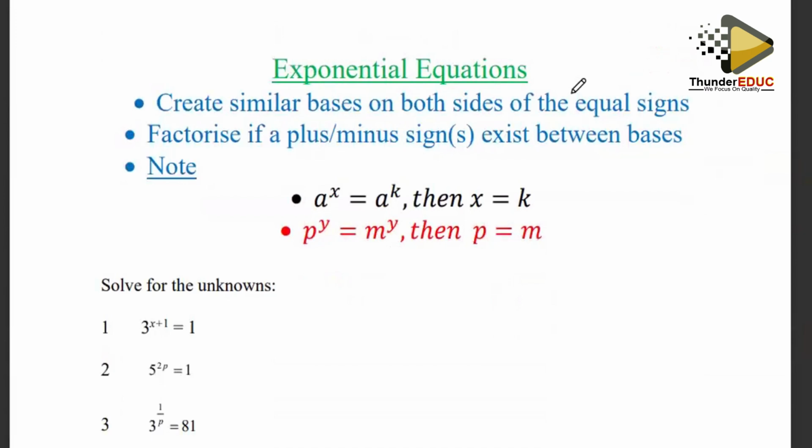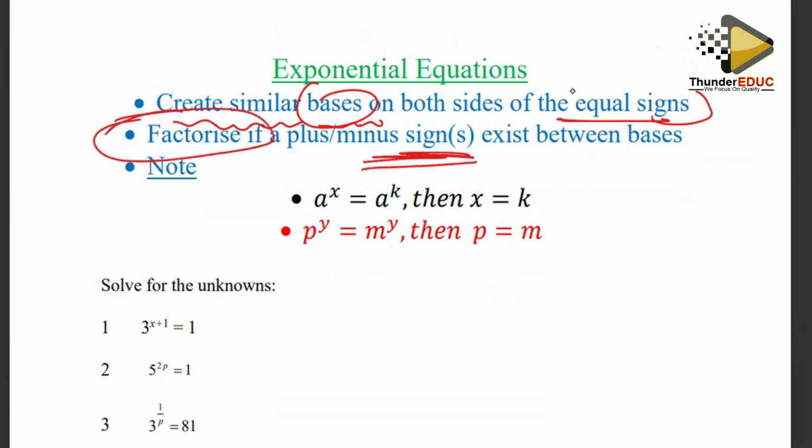So exponential equations are basically equations that deal with exponents. So what needs to be done is that there is need for us to create what we call similar bases or similar exponents on both sides of the equal signs. But in most cases, our focus must be on the bases. Then in cases where we have a plus or a minus sign in between the bases, we shall have to apply the factorization. This is a note that if we have a base a to the x, then a base a to the k, then x must be the same as k.